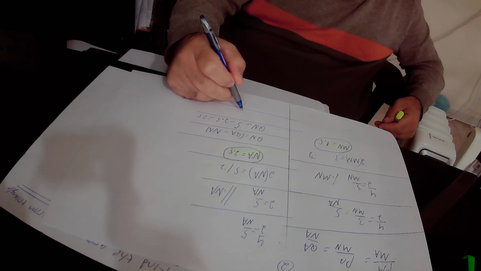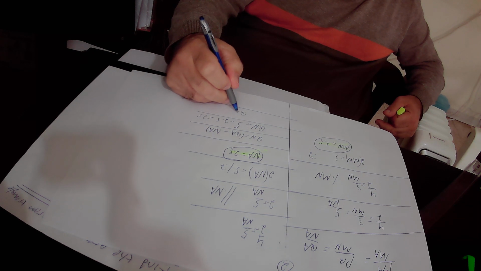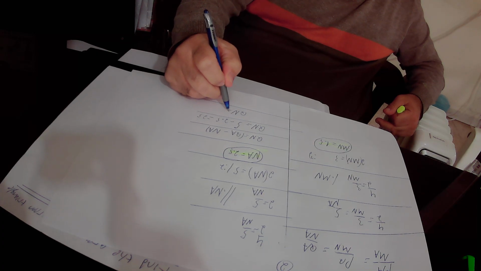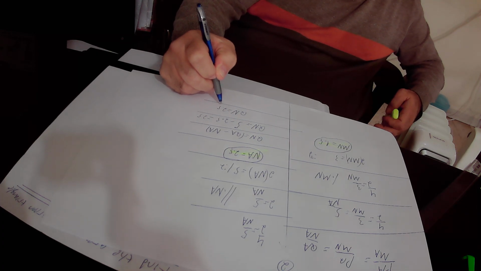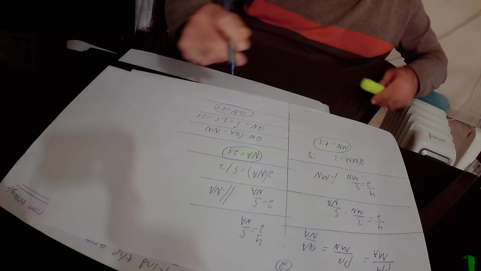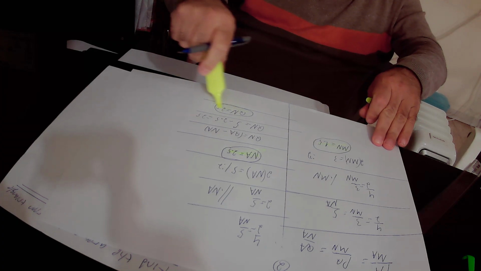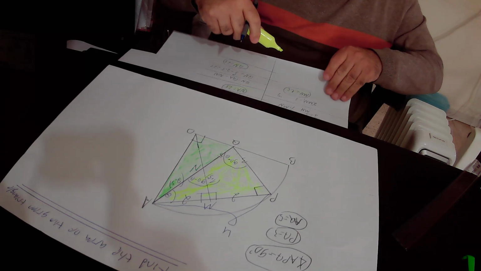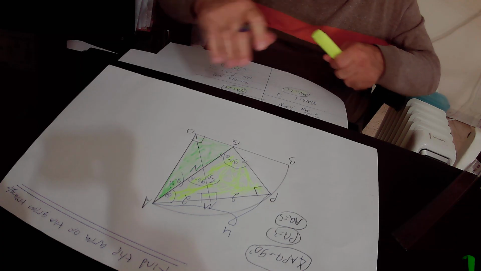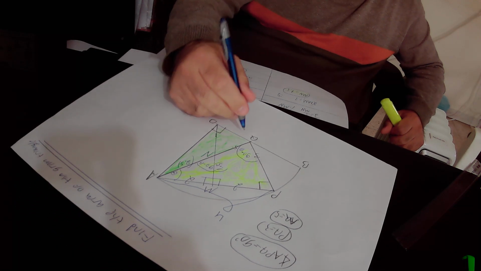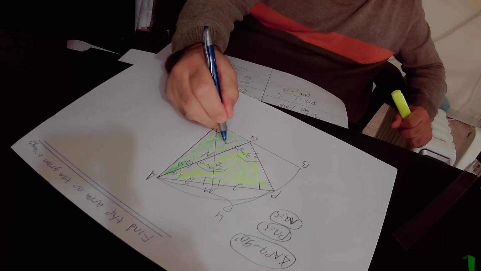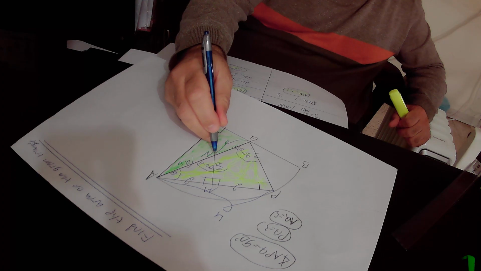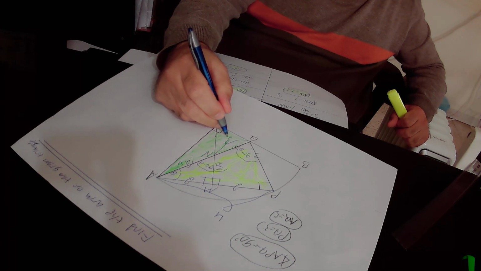In conclusion, we found out that line segment QN equals 2.5 units in its length. So I write it down in the drawing that QN equals 2.5 units in its length. This line segment QN equals 2.5 units in its length.